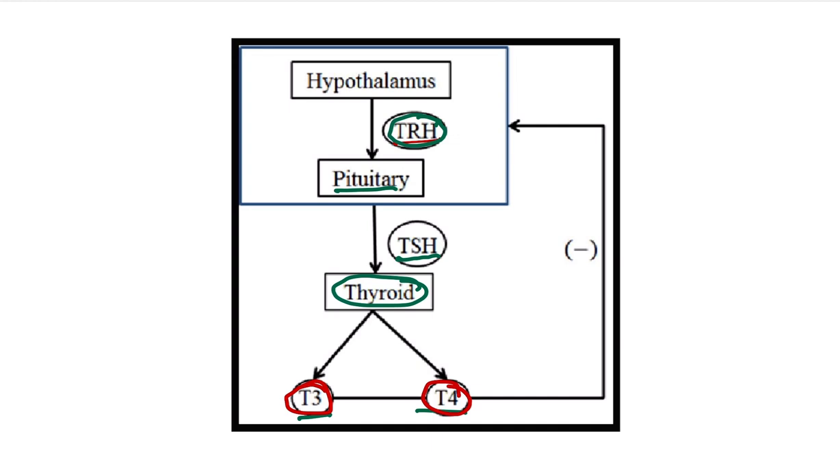So when there is more T3 and T4, this T3 and T4 gives the negative feedback mechanism, and in this negative feedback mechanism, TRH secretion and TSH secretion is reduced. So when TSH secretion is reduced, then automatically T3 and T4 secretion also reduces. So what is the substance responsible for increased T3 and T4? It is the thyroid stimulating hormone.